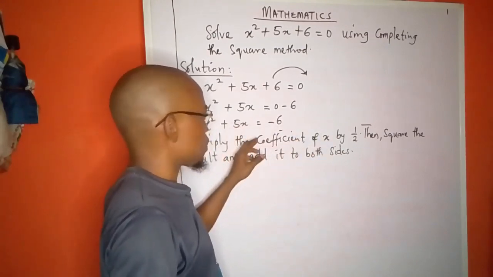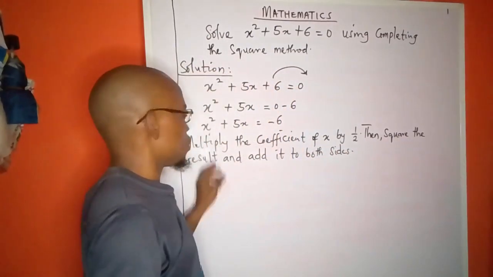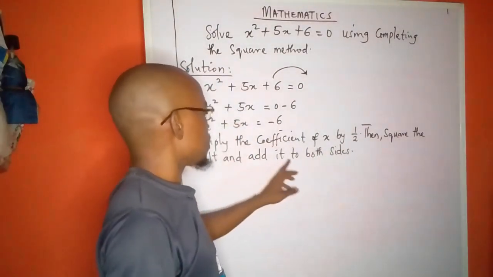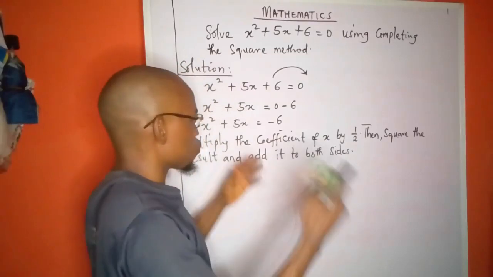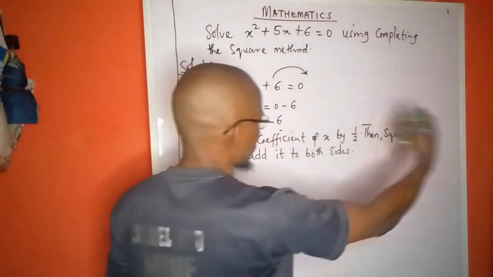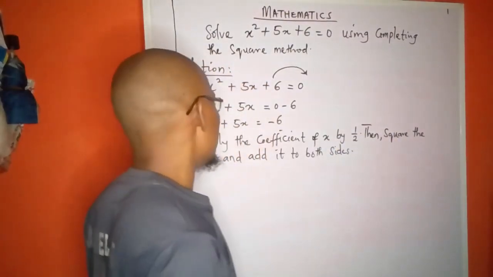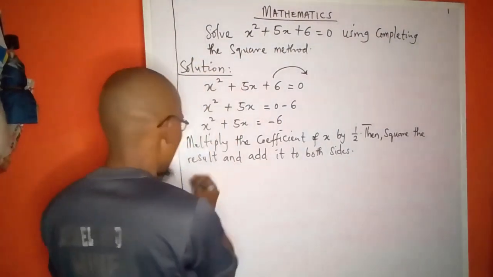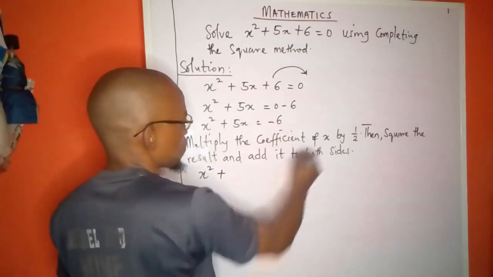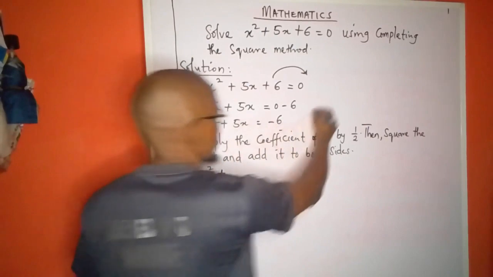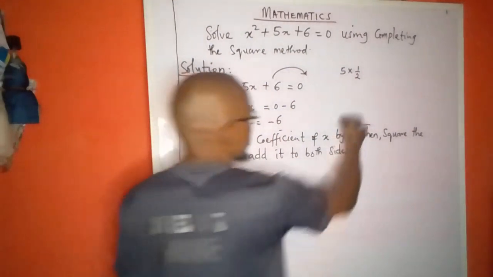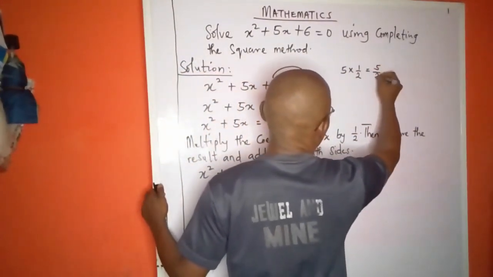So the coefficient is what we multiply by 1 over 2. After you've gotten your answer, then square the result. The result you get after multiplying, you square it and add it to both sides. So after squaring it, anything you get, you add to the left hand side, and you also add it to the right hand side. Taking a look at what we have here, we have x squared plus, now the coefficient of x is 5, so we're having 5 times 1 over 2, and that will give us 5 over 2.